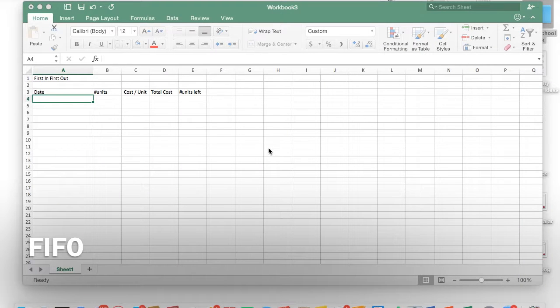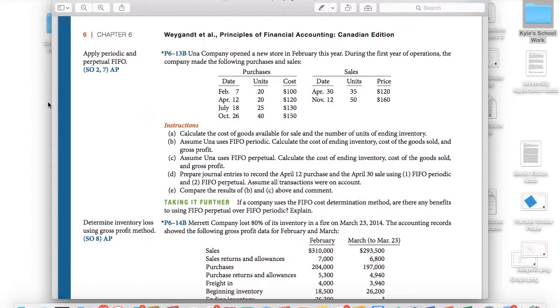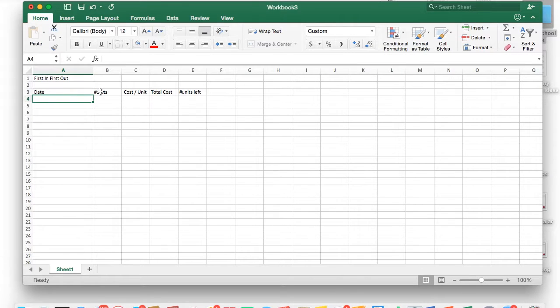Example that we were given. Basically, what I have here is just the initial setup. In this left column, we just have the date for each purchase. As you can see here, we're given 4 different transactions, and I just want to take these transactions and record them in my Excel sheet.